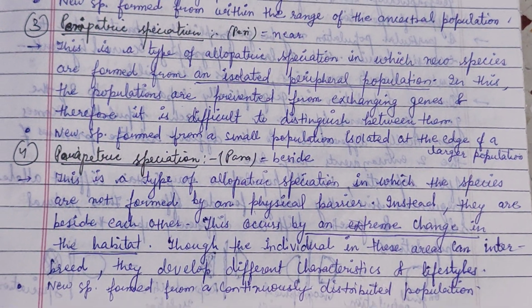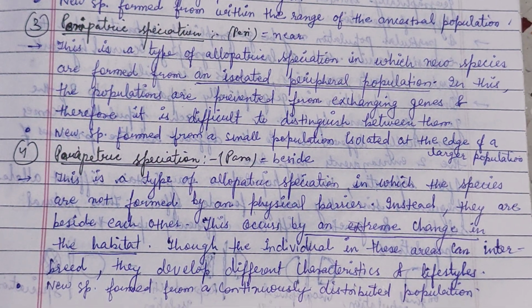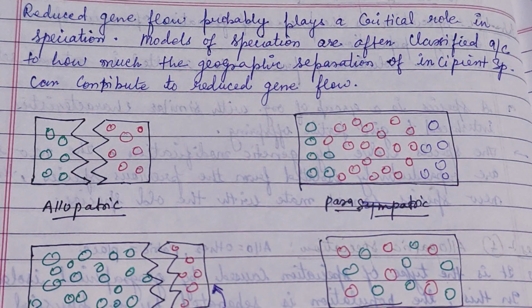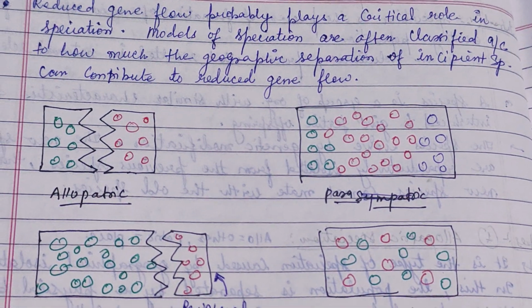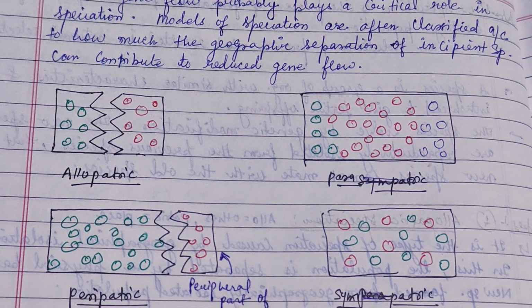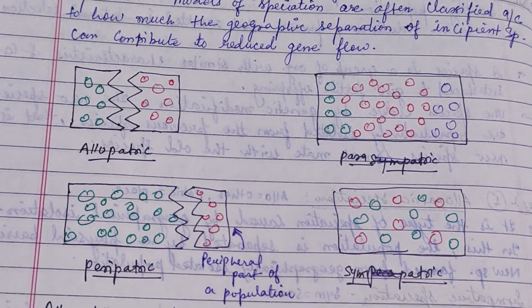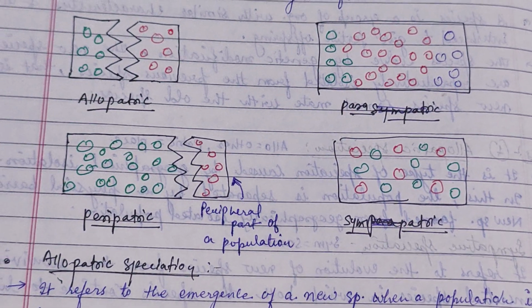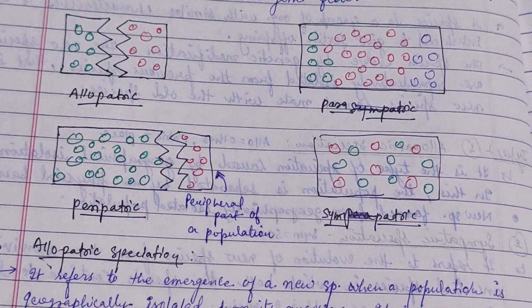Besides each other, they cause an extreme change in their habit, and in this, the new species are formed from a continuously distributed population. Models of speciation are often classified according to how much the geographic separation of an incipient species can contribute to reduced gene flow. Here is a figure of types of speciation, that is allopatric, parapatric, peripatric, and sympatric.